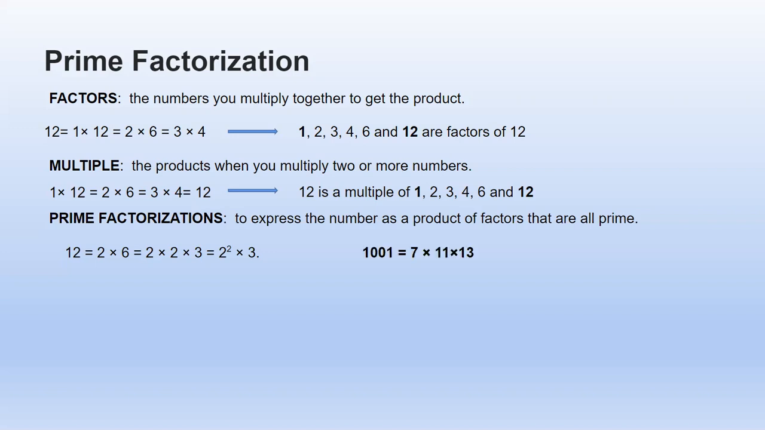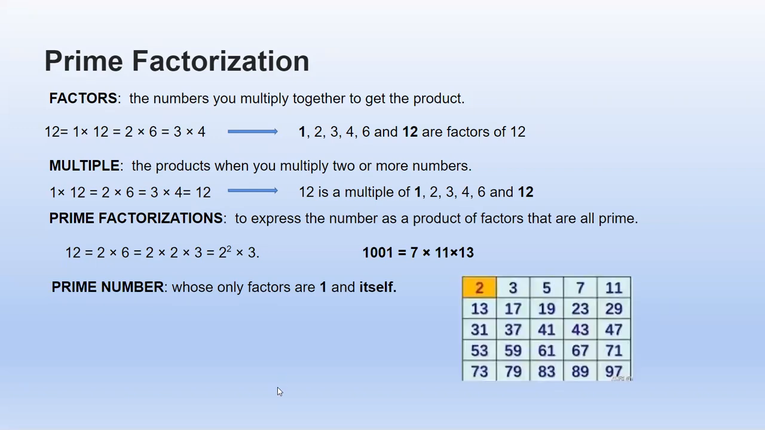Here's an interesting and pretty useful prime factorization to remember. 1001 is prime factorized as 7 times 11 times 13, and it's good to remember if you ever have to use it. Prime numbers are numbers which have only 1 and itself as factors. In this table, there are all the prime numbers that are less than 100. If you look at 2, which is highlighted in this grid, it's the only even prime number. That could be useful when trying to prime factor.